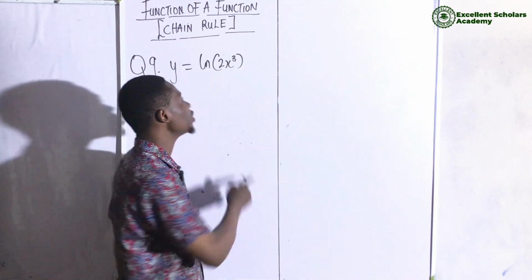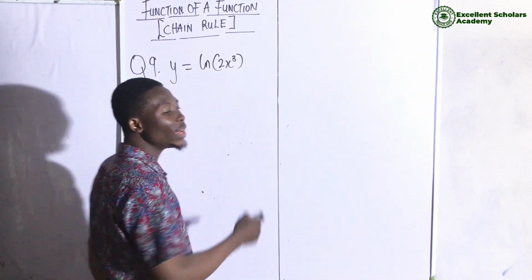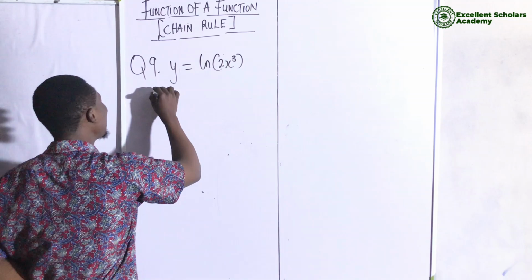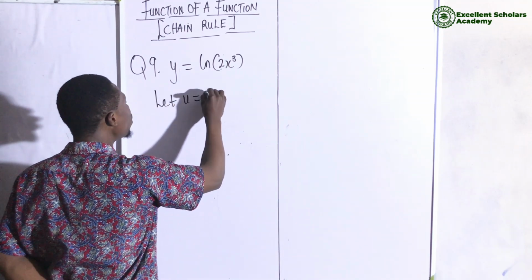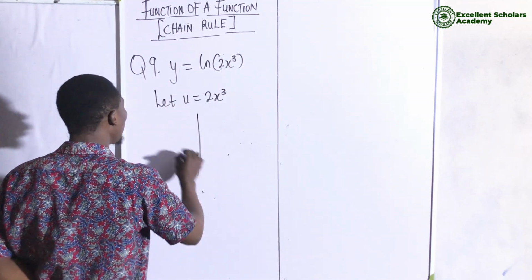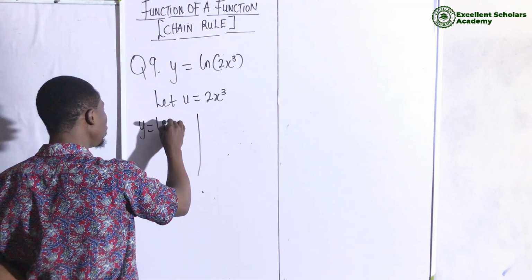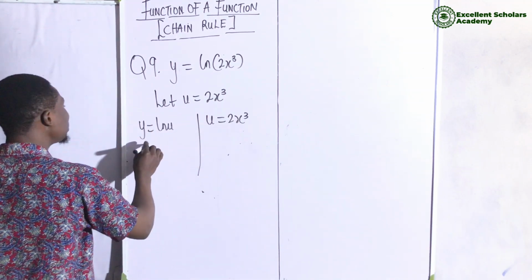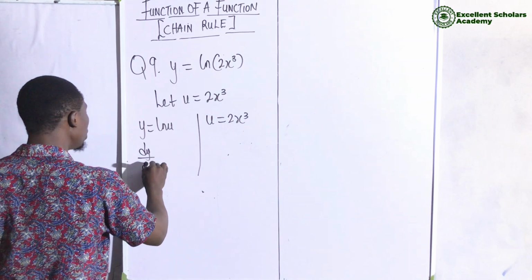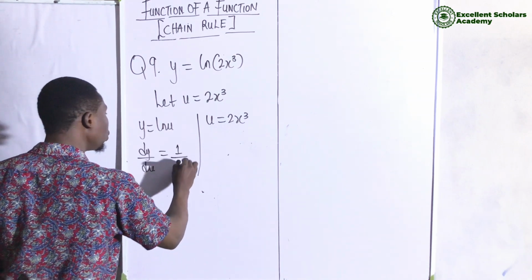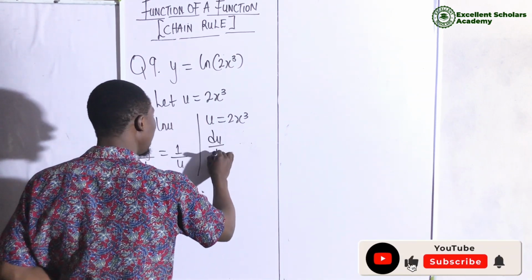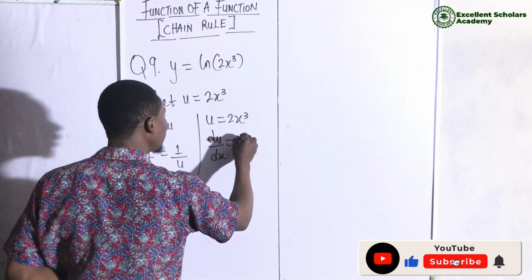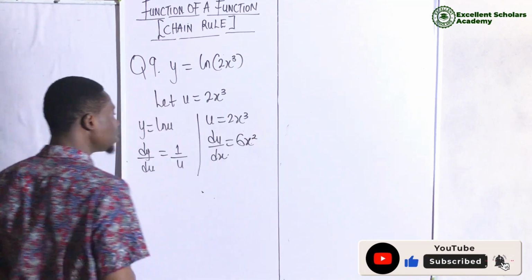Okay, so this is the next question we're going to solve. y equals ln 2x to the power of 3. Now, you say let u be equal to 2x to the power of 3. So now we have it that y equals ln u, and u equals 2x to the power of 3. Now differentiate this side. You have your dy du to be 1 over u. Differentiate this side. You have your du dx to be equal to 3 times 2, that's 6x squared.